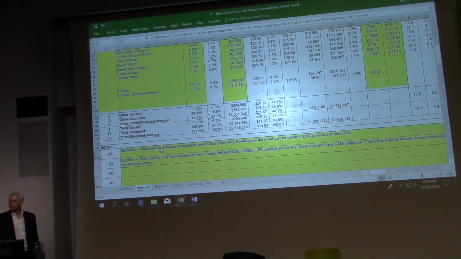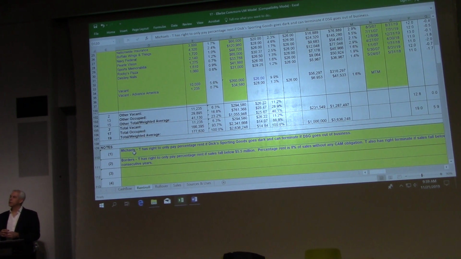Yes. This item is only between Michael and the landlord, right? Say that again? Sorry. This item, you're talking about this here? No, Michael has the right to pay only percentage. This is only between Michael and the landlord. Correct. Okay. Correct. It's part of their lease. So it's the lease between Michael and the landlord.